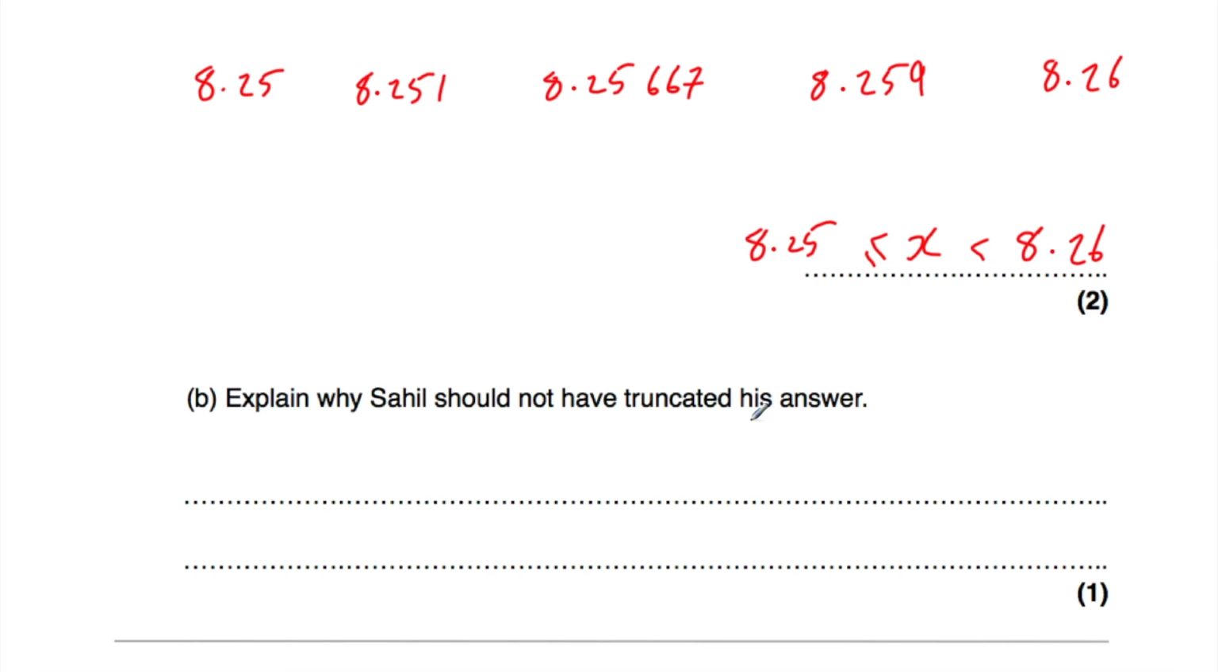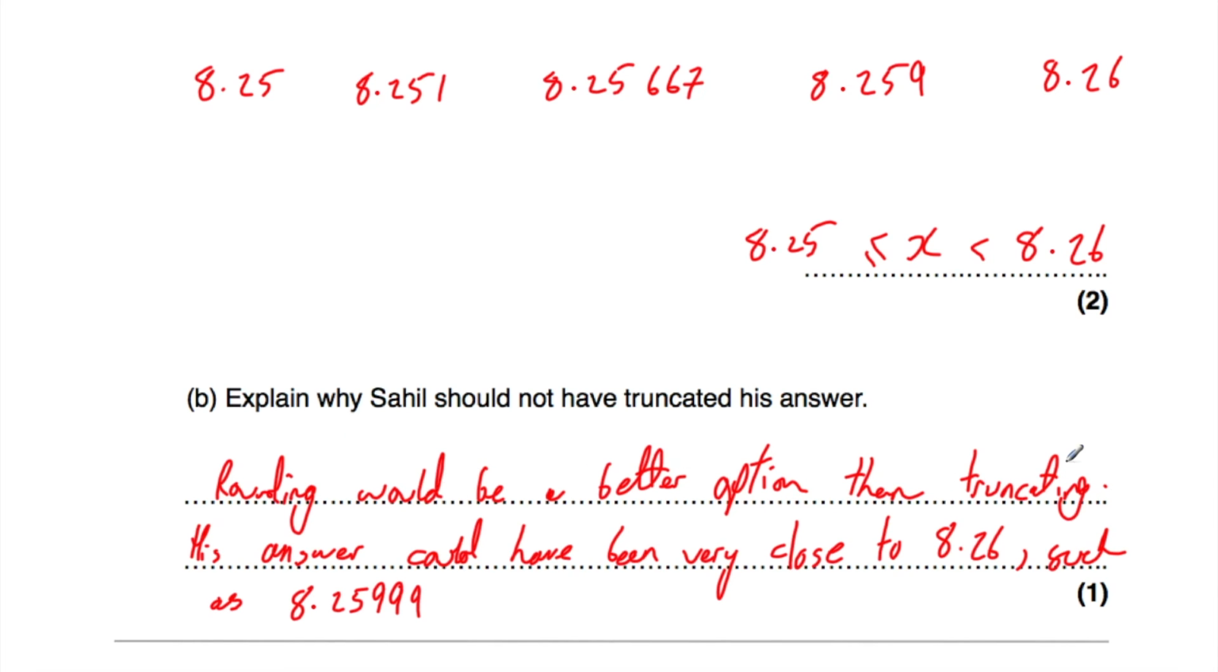Well, whenever you're looking at your calculator, it's actually probably better to round your answer than it is to truncate it, because, for instance, if it was 8.259, it's much closer to 8.26 than it is to 8.25. So I think it's better to round than it is to truncate. So let's write that down. I've just written down rounding would be a better option than truncating. For instance, his answer could have been very close to 8.26, such as 8.25999. And that's it.